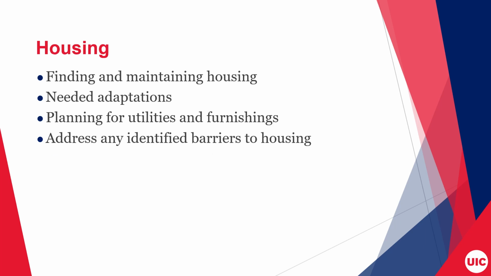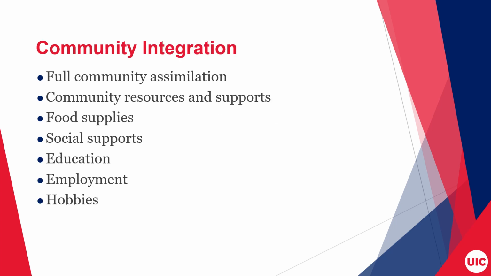Housing-related components, including finding and maintaining housing and needed adaptations, are addressed in this domain. This may also include items such as planning for utilities and furnishings. If there are identified barriers to housing, they should be addressed in this section. The last domain is now community integration, which includes other components related to full community assimilation. This may include items such as community resources and supports, food supplies, social supports, education, employment, or hobbies.